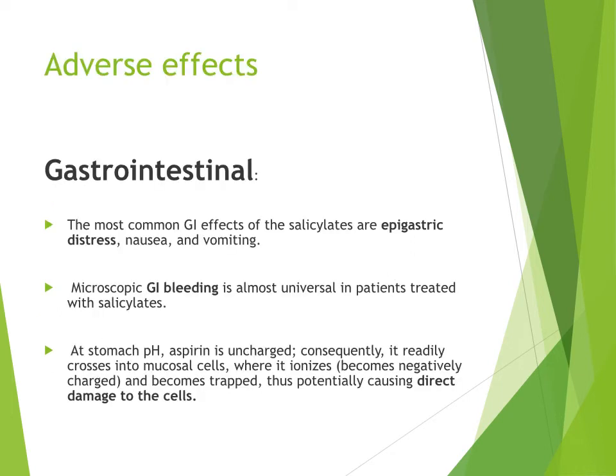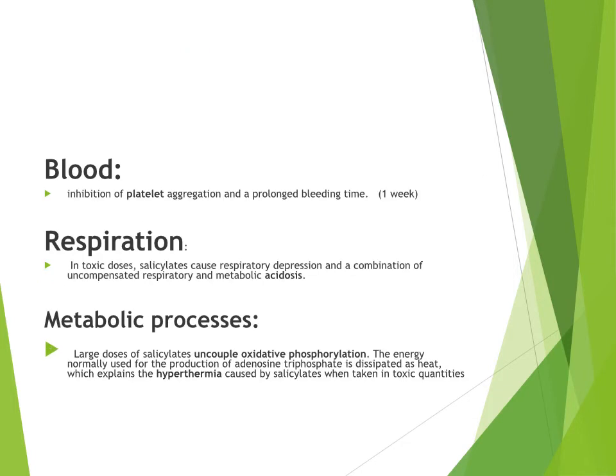Now we talked about the adverse effects. The main adverse effect is gastrointestinal. It can cause epigastric distress, nausea and vomiting, sometimes microscopic GI bleeding. Other side effects: in the blood it causes inhibition of platelet aggregation, so it can cause prolongation of the bleeding time. We talked about the respiratory system: at toxic doses, salicylate causes respiratory depression, leading to metabolic acidosis.